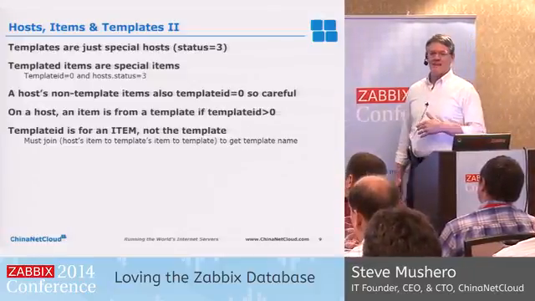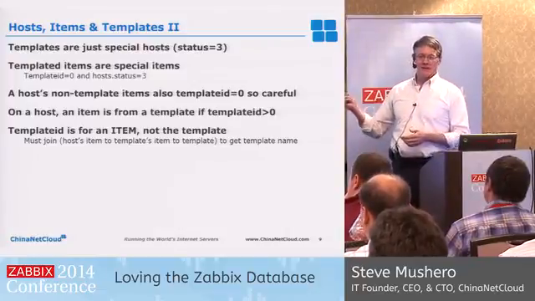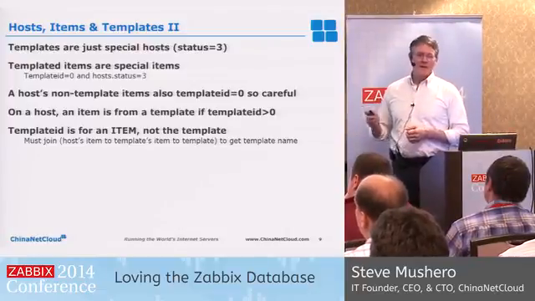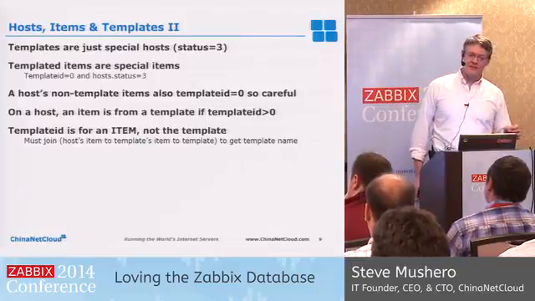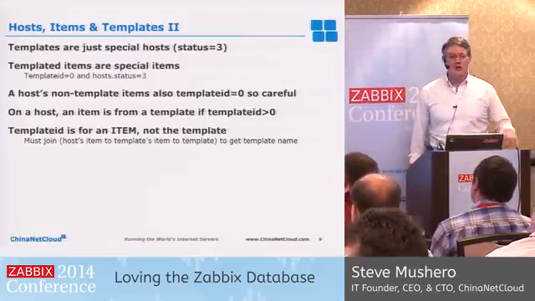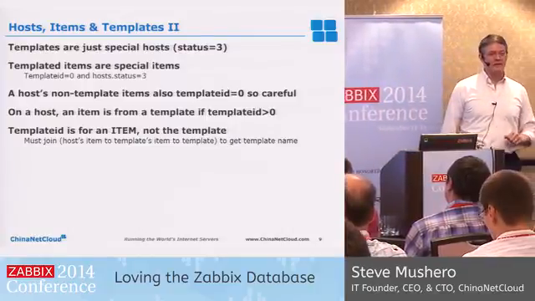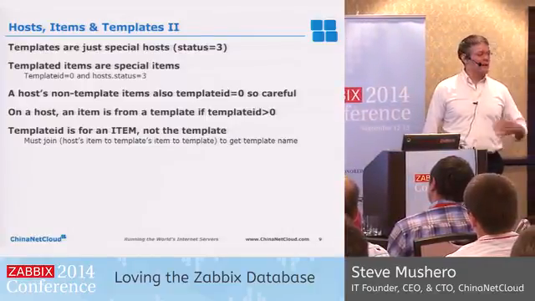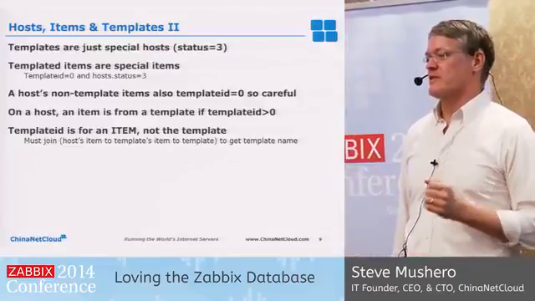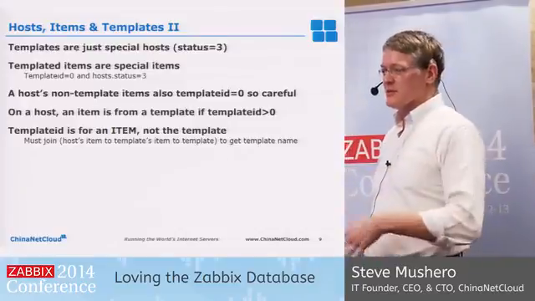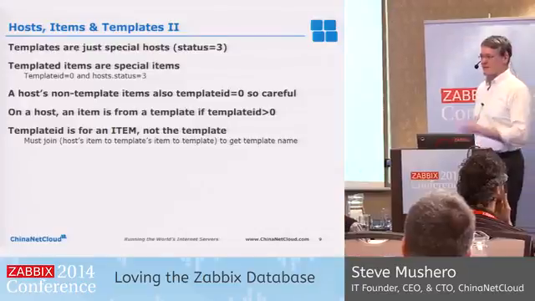So how do you find items that are on templates? They have template ID 0. But items that are on hosts without templates also have template ID 0. So you must join items to the host to figure out if it's a templated item or not. There's no other way to know. If I have a random item, I have to join to its host and see the host type to figure out if this is on a template. So I have lots of SQL to give people, and we'll put online somewhere that deals with all this.